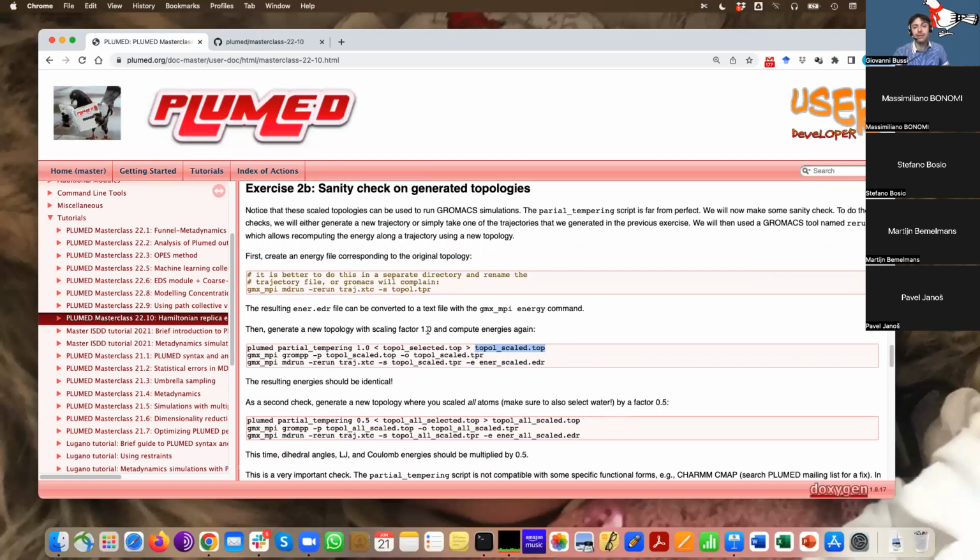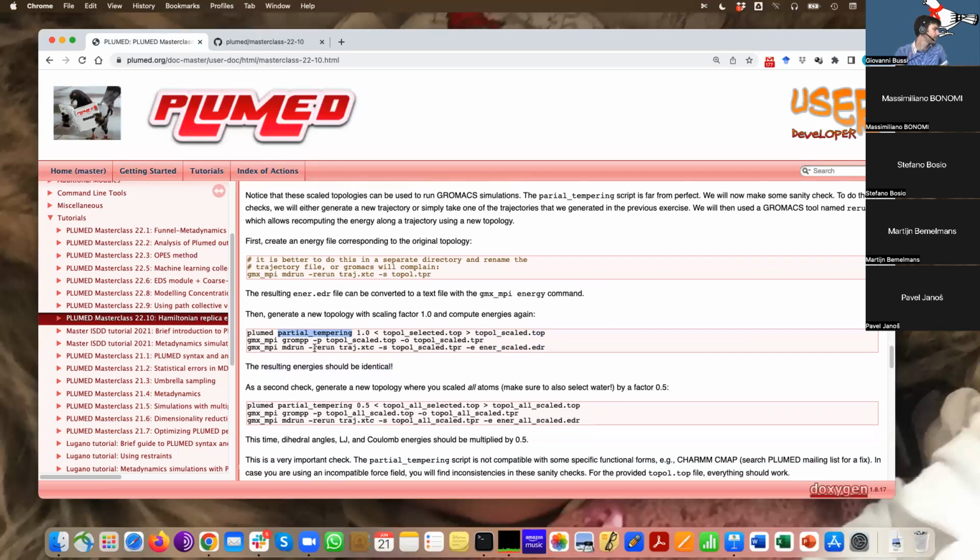Now you can use the original TPR file and the new one, which was scaled by a factor 1, to compute energies from a given trajectory and compare the two energy files that you generate. They should be numerically identical. That's very important to check that the partial tempering script understood correctly all the dihedral terms and so on.